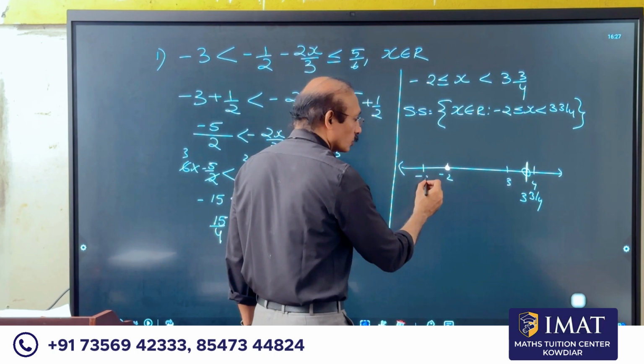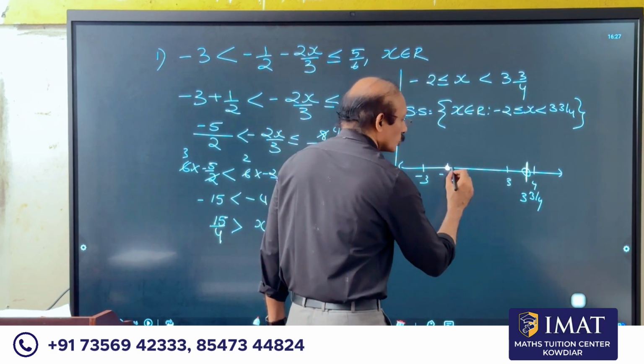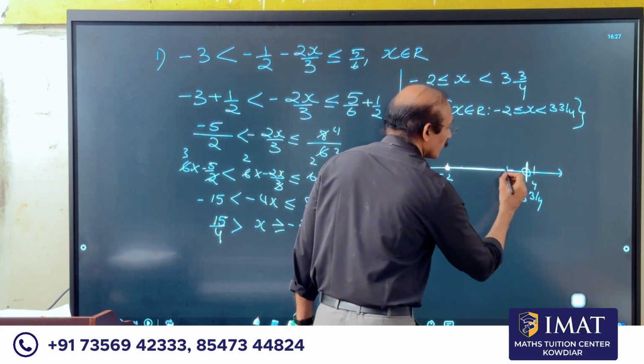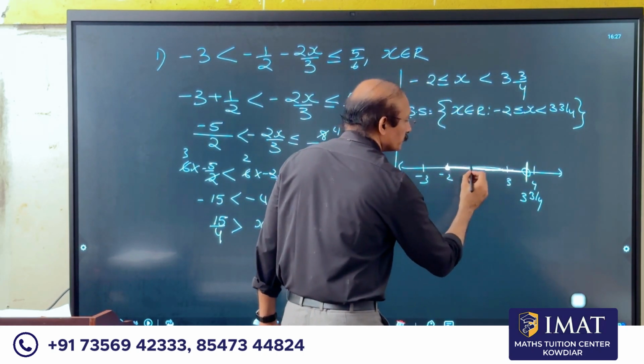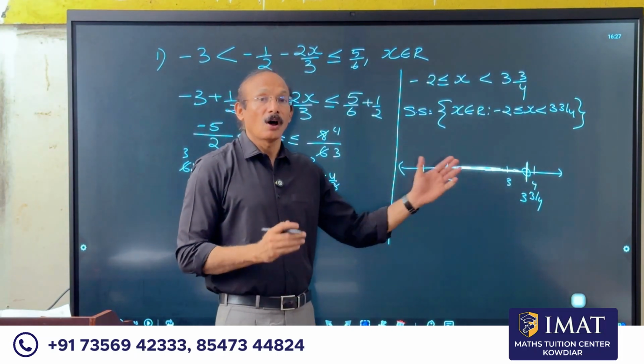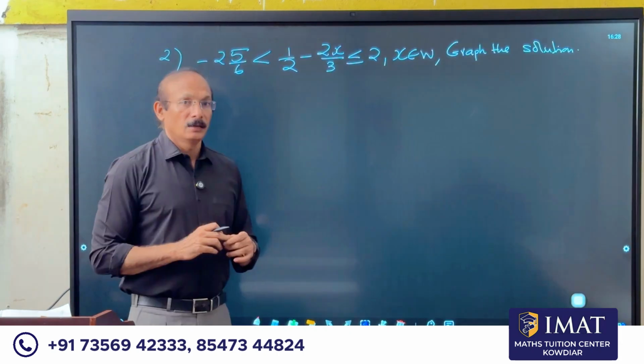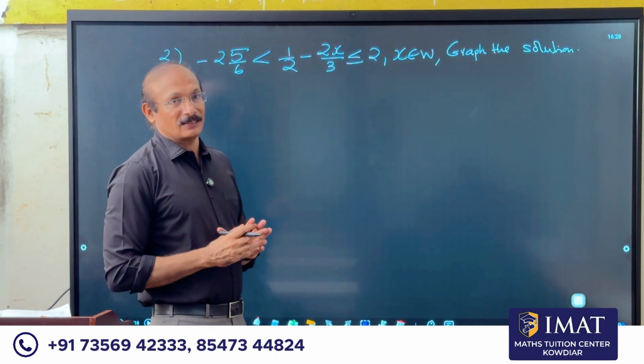I'll put one more value to the left of it. Now all the values inside this interval, you just shade this region. This is your answer. This is how you show this on the number line. I hope this question is clear to everyone. Now let us see the next question.